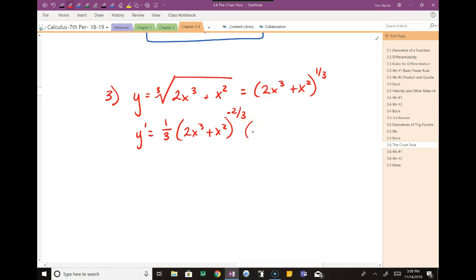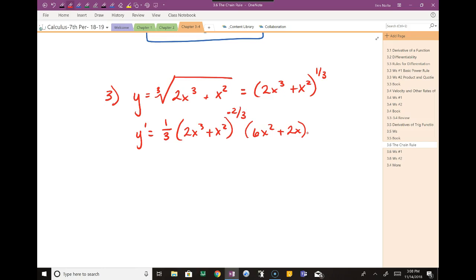What's the derivative of my inside piece? 6x squared plus 2x. Okay, everybody good there? Okay, now when it comes to simplifying on this one, I can multiply my 1/3 through my quantity. But what's going to happen if I have a negative exponent? It's going into the bottom.